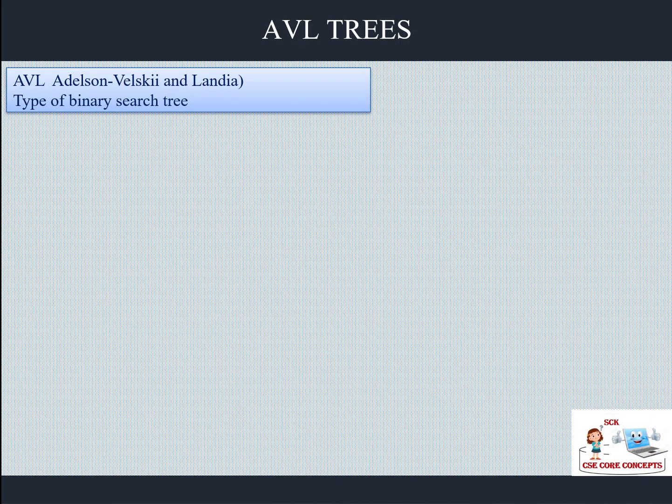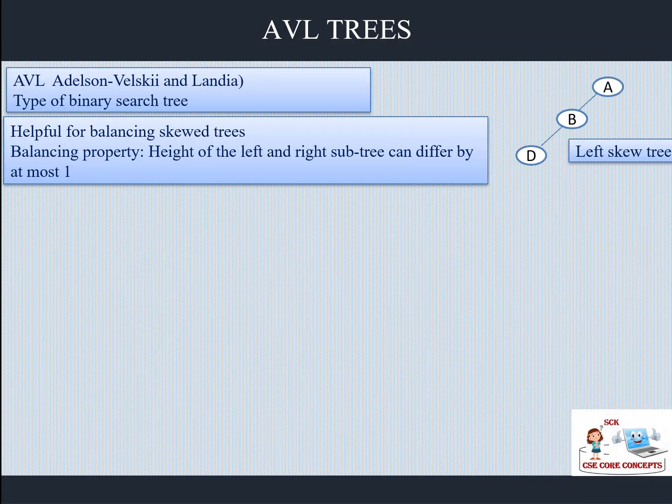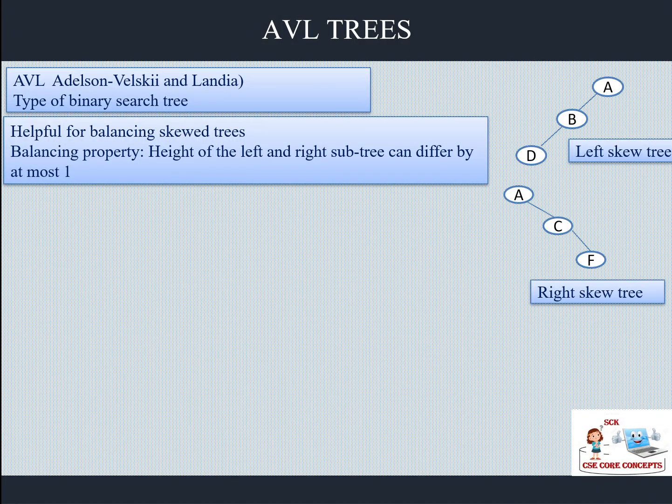So this AVL is named after 3 scientists who discovered this, and these types of trees are basically helpful for balancing skewed trees. So what are skewed trees? I have discussed it in the introduction lecture of these trees, where if the nodes are formed only in the left direction, they are called left skewed trees, and if the nodes are formed only in the right direction, they are called right skewed trees.